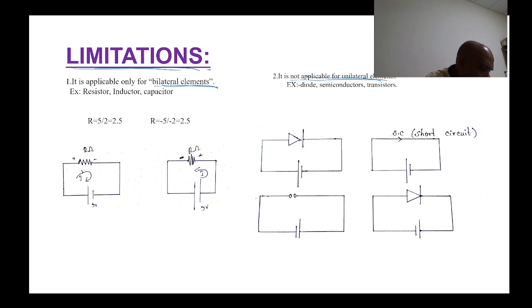After completion of the RLC components, resistance, inductance, and capacitive components, we will come back to limitations. Just remember this point. It is applicable only for bilateral elements, for example resistor, inductor, and capacitor. And it is not applicable for unilateral elements, meaning diodes, semiconductors, and transistors. So these are the limitations of Ohm's law.